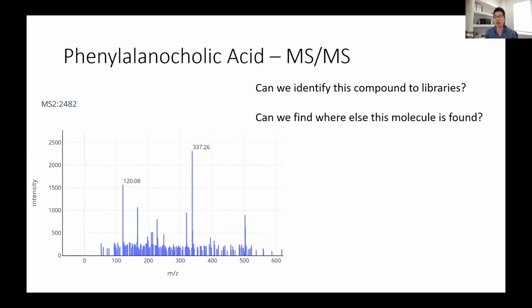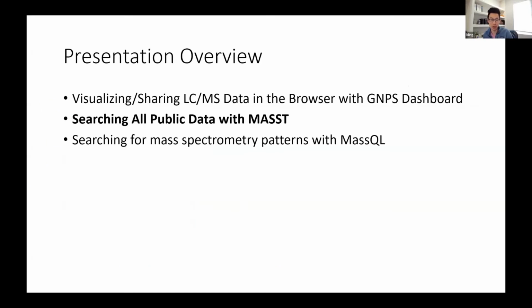Even if we didn't know what the compound name and structure were, can we ask for more contextual information and leverage all this public data? Have we observed this same MSMS spectrum in other data sets that give us an idea of how broadly, and in what kind of data sets and samples, we actually find this particular molecule? So we can start answering both of these questions.